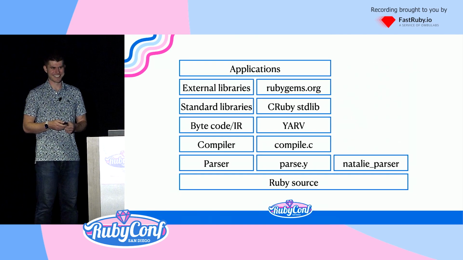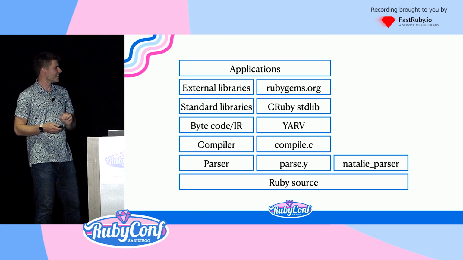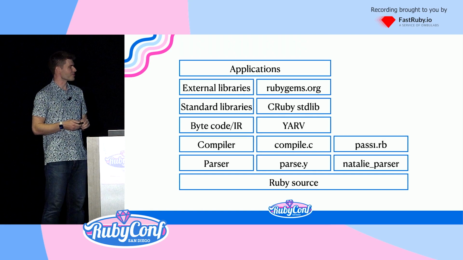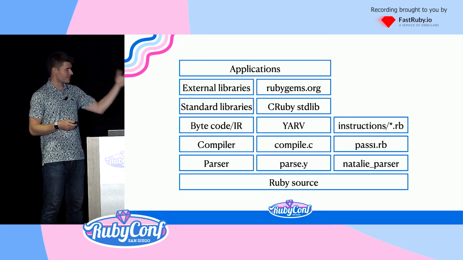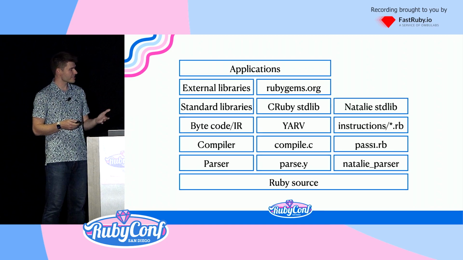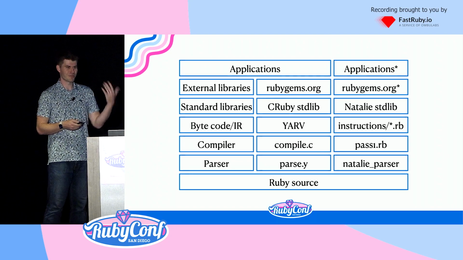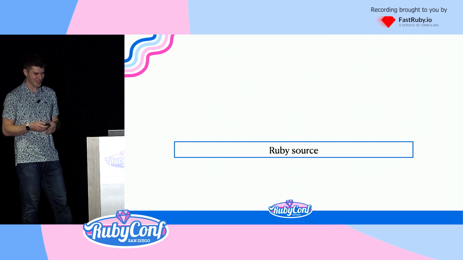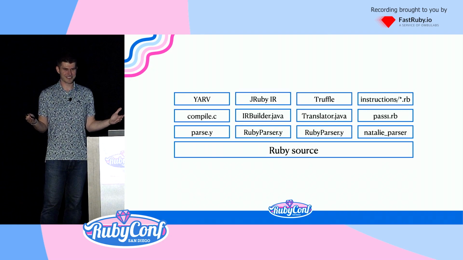Okay, let's talk about Natalie. Natalie has its own parser-ish, called the Natalie parser, which goes through pass1.rb, which compiles things into the Ruby instructions that are declared in Ruby in the instructions directory, which builds the Natalie standard library, which works for most gems on rubygems.org, which works for most applications. Okay, so we have all of these different things.